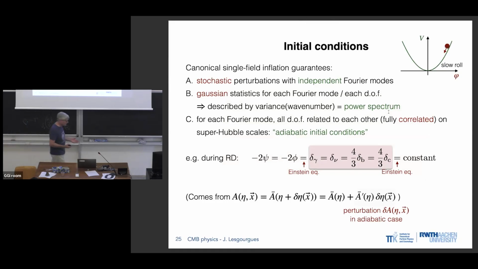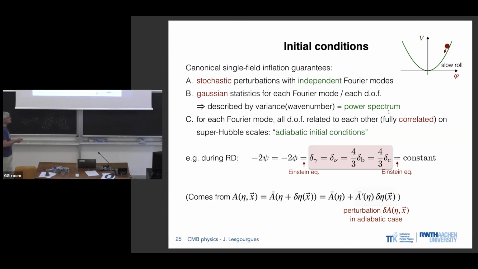Taking the point of view that inflation is the right mechanism giving rise to perturbation in the early universe, then it's obvious that it's a stochastic perturbation theory, because all the fluctuations that we see have been created by quantum fluctuations during inflation, which are random fluctuations.